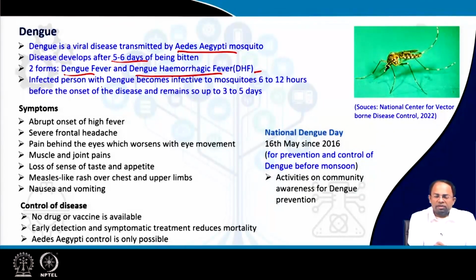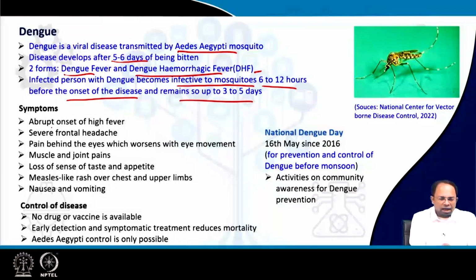And usually the infected person with dengue becomes infective to mosquitoes. That means mosquitoes can bite that particular person 6 to 12 hours before the onset of the disease and remain so for 3 to 5 days. So before the onset of the disease and till another 5 days, mosquitoes biting this dengue infected person can carry this disease to other persons as well. So if dengue is detected, we have to protect that person and keep him inside a mosquito net so that mosquitoes don't bite him further and spread the disease to the other members of the family as well.